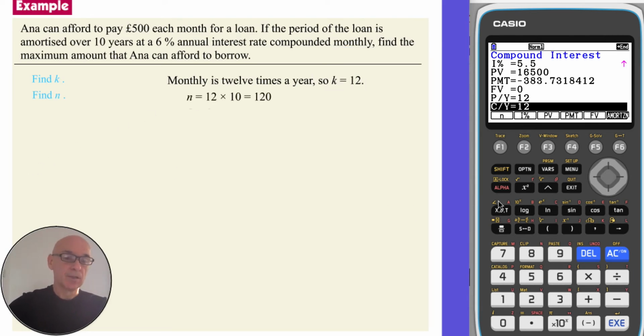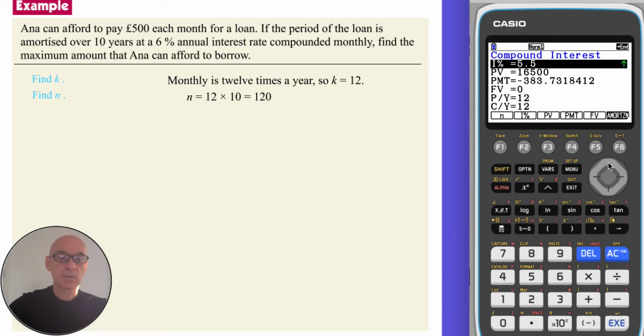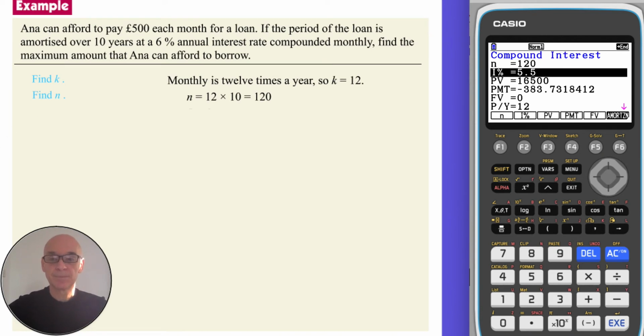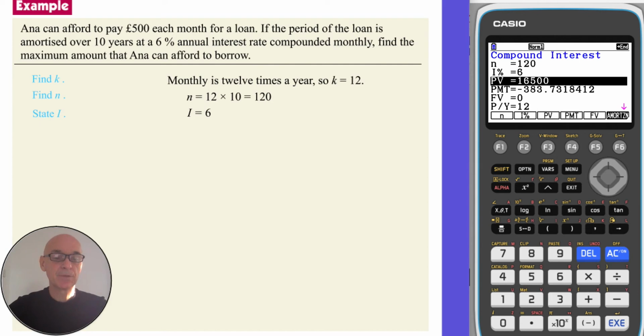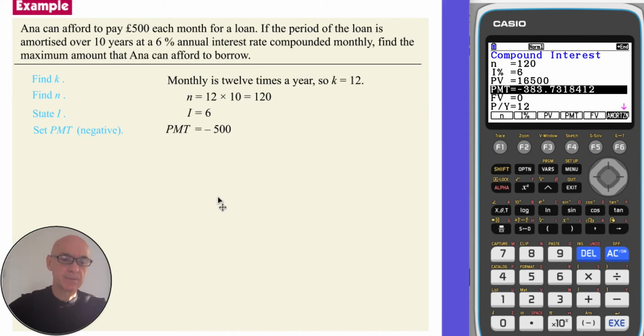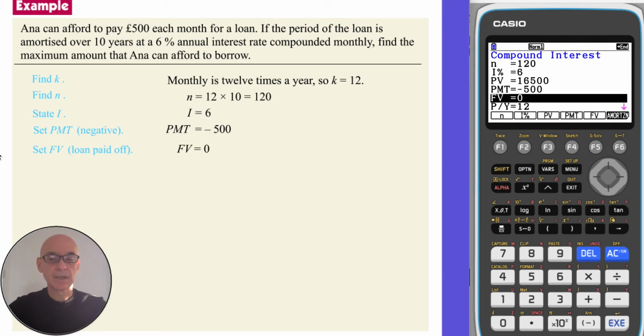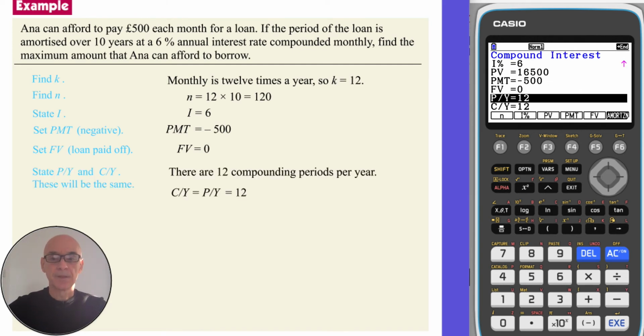Finding the total number of repayments, that's 12 times a year for 10 years, so 12 times 10. We can type that in, or we can simply type in 120. Stating the interest rate, which is equal to 6. We can either just ignore the previous value of PV, or we can set it equal to 0. Setting PMT, the monthly repayments, to equal negative 500. Setting the final value, FV, equal to 0, and the payments per year and the number of compounds per year equal to 12.